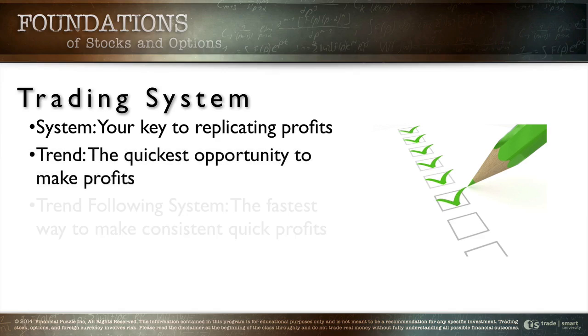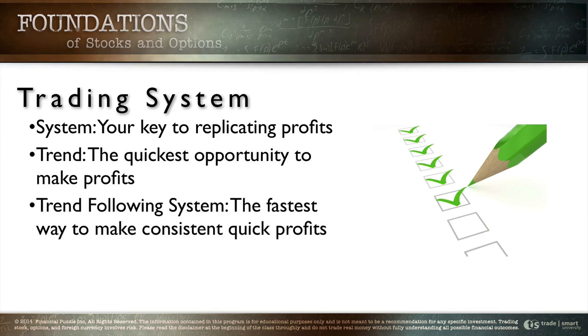First of all, you need to know that your key to replicating profits is going to be to have a system. And the trend is going to be your quickest opportunity to capitalize on a quick profit. So we want a system that's built around a trend, and we want to be able to capitalize on some quick profits. Trend following system is the fastest way to make consistent, quick profits. It's that simple. So the system is for replication.